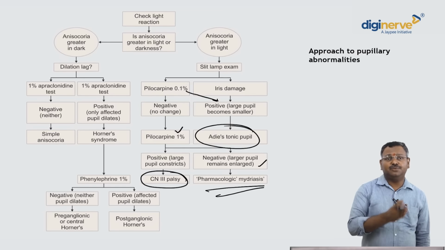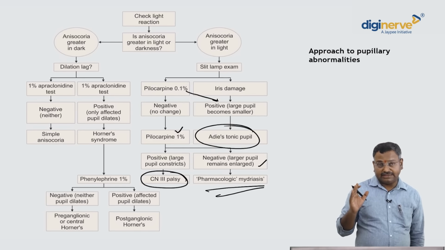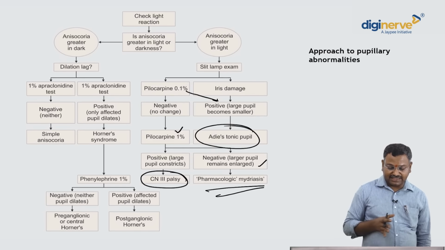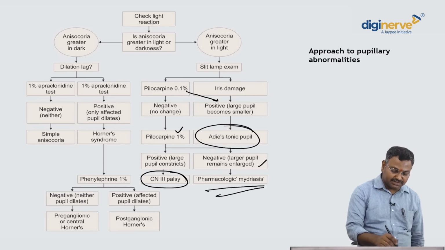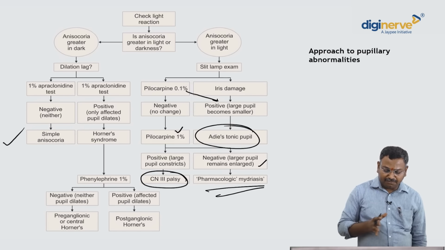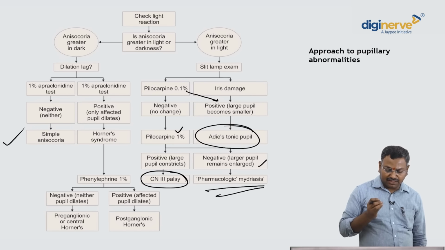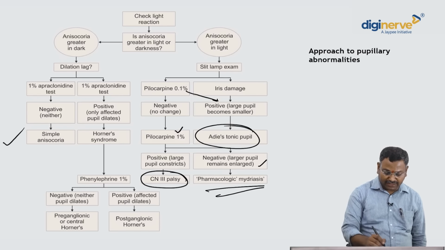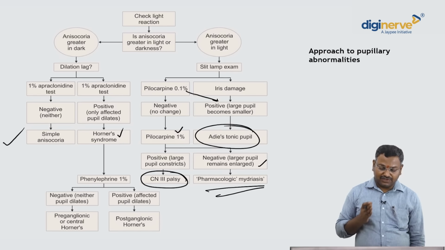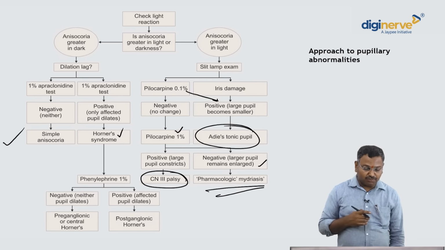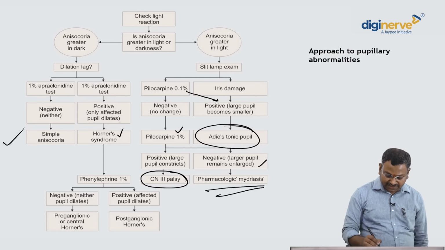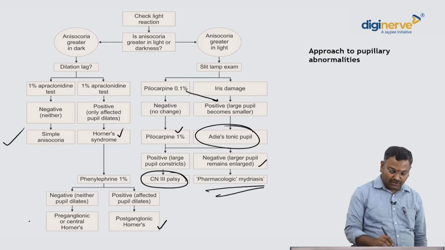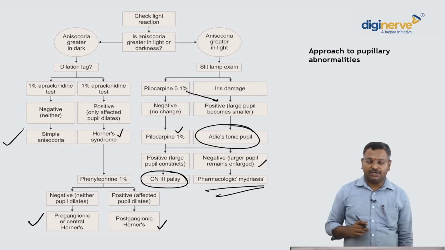Now if the anisocoria is more in dark, we are looking at Horner syndrome. So the first test that we are going to put is 1% apraclonidine. If it is negative, that means it is simple anisocoria. If it is positive, that means the pupils dilate, we are looking at Horner's. And then once you put apraclonidine, next you can put phenylephrine. If the phenylephrine 1% is positive, that means it's a postganglionic Horner's, otherwise it's a preganglionic Horner's.